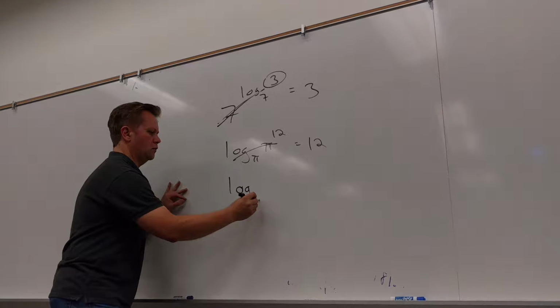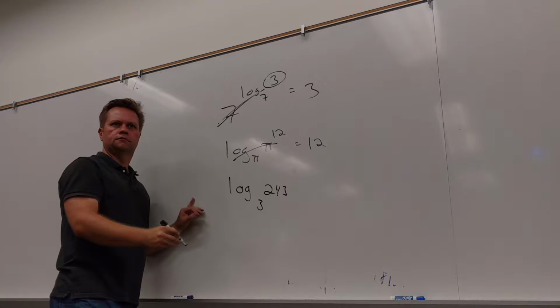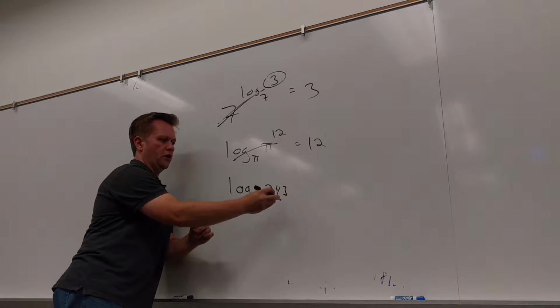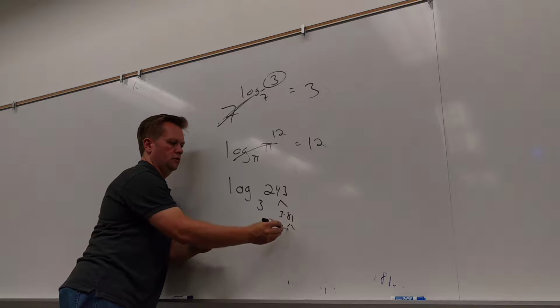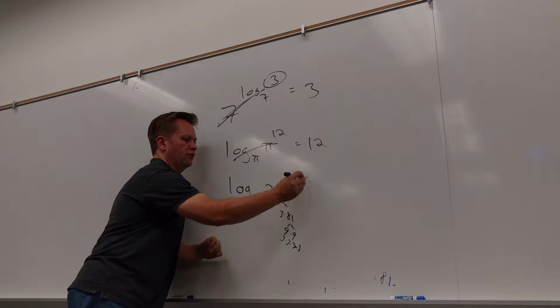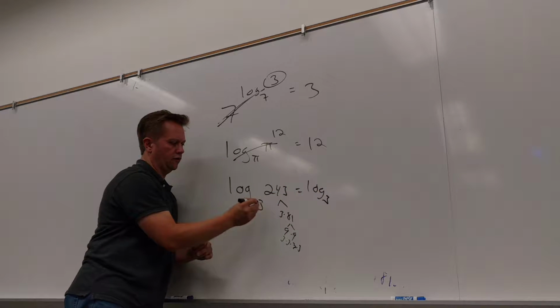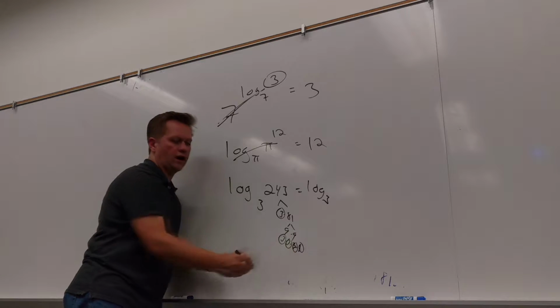If I said, what's log base 3 of 243? You can break this down. 3 times 81. 9 times 9, 3 times 3 times 3 times 3. So how can I rewrite this? This is log base 3 of 3 to the what power? 1, 2, 3, 4, 5, right?